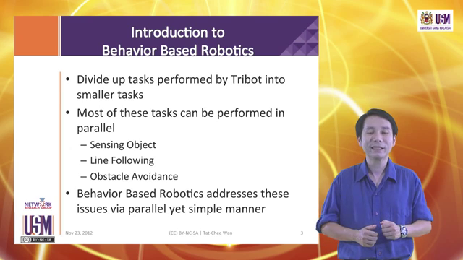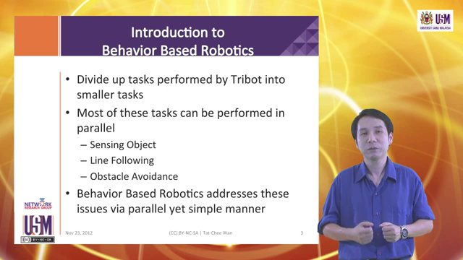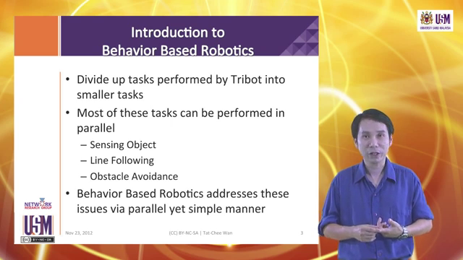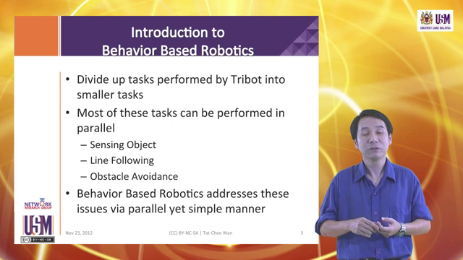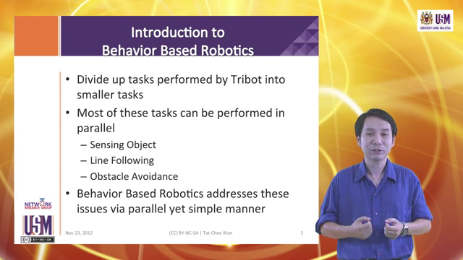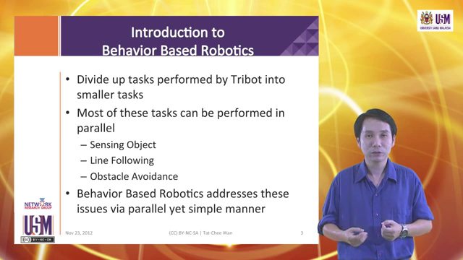First of all, what is behavior-based robotics? In behavior-based robotics, we divide up the task performed by a robot such as a tribot into smaller tasks. Most of these tasks can be performed in parallel. Examples of this are sensing of objects in the environment, following a line on the ground, as well as avoiding obstacles. So behavior-based robotics addresses these issues via parallel yet simple routines that operate together to solve the problem.